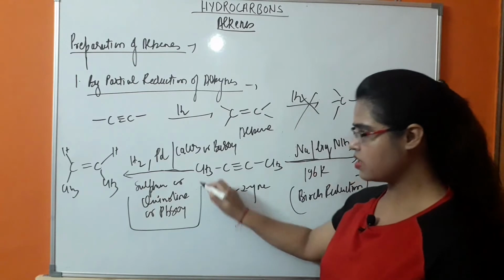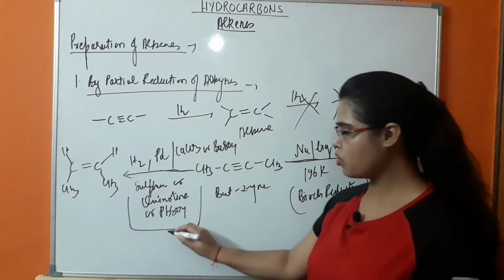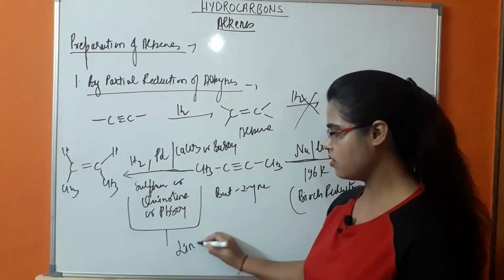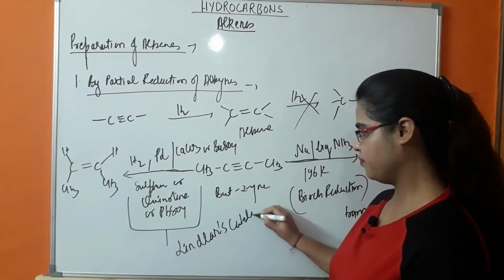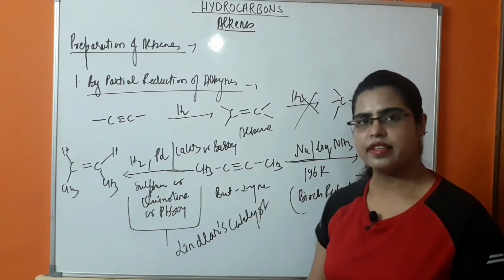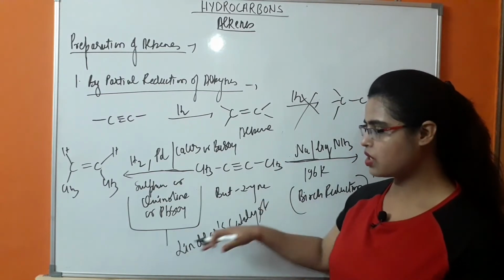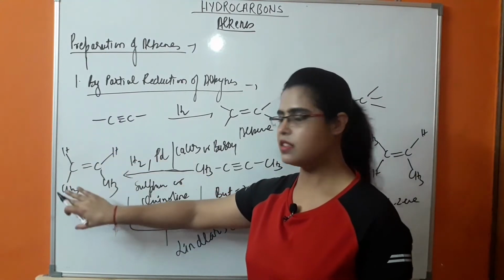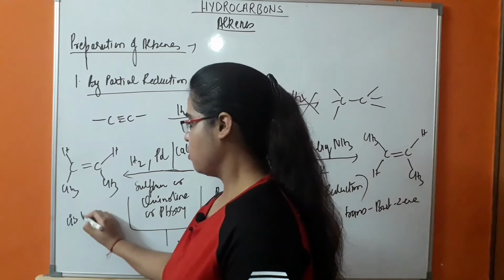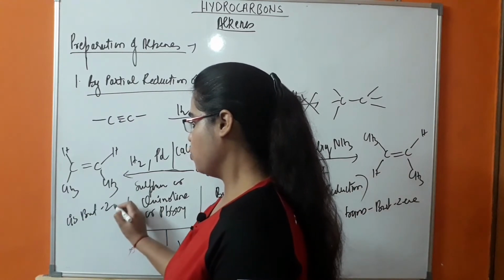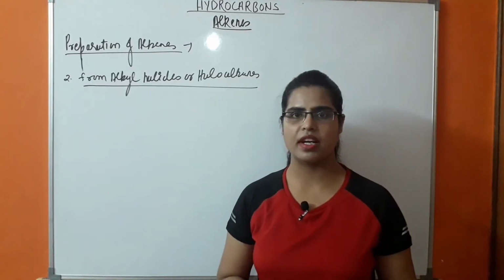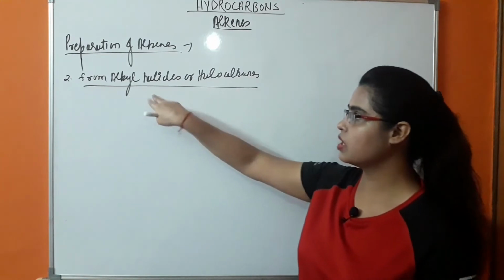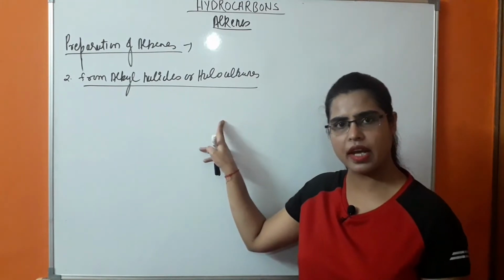This catalyst, in this reaction medium, is known as Lindlar's catalyst. By using Lindlar's catalyst we will get the cis isomer of but-2-ene. The second preparation method of alkene is by using alkyl halides or haloalkanes.